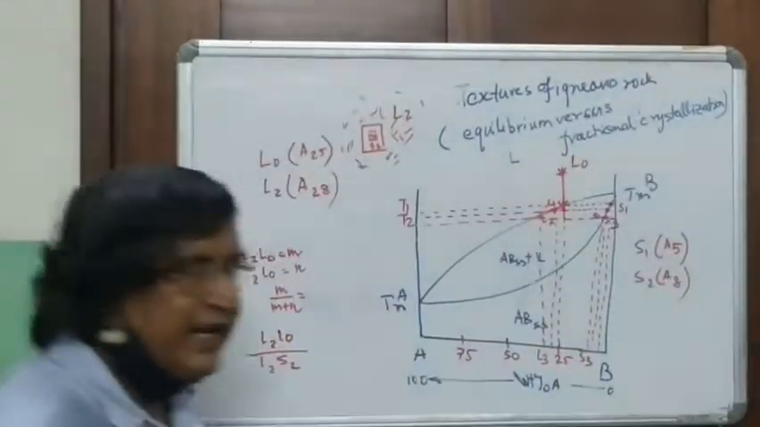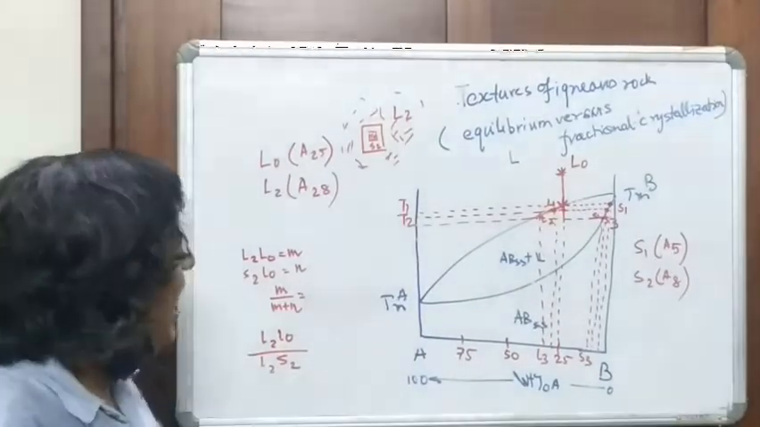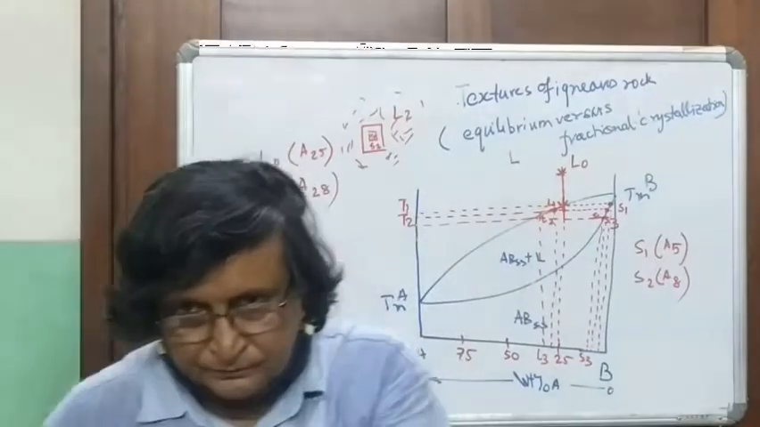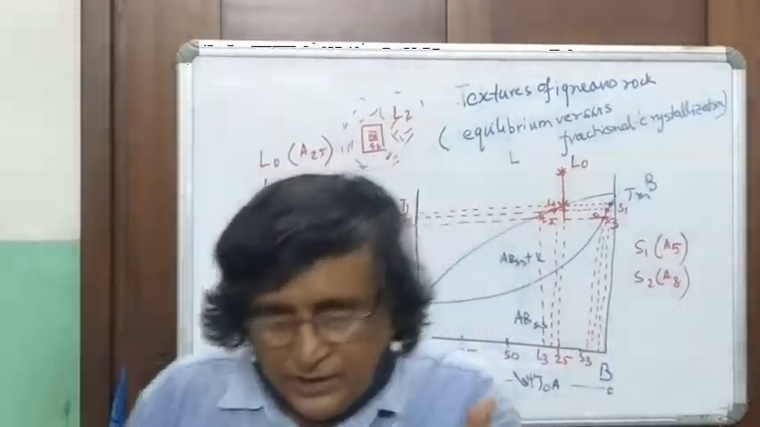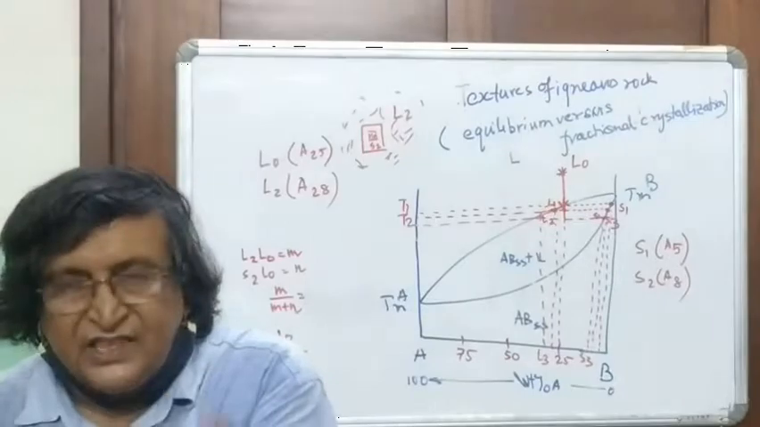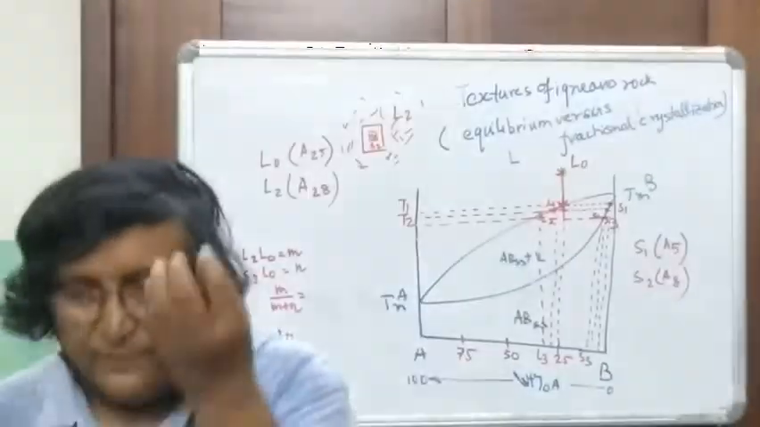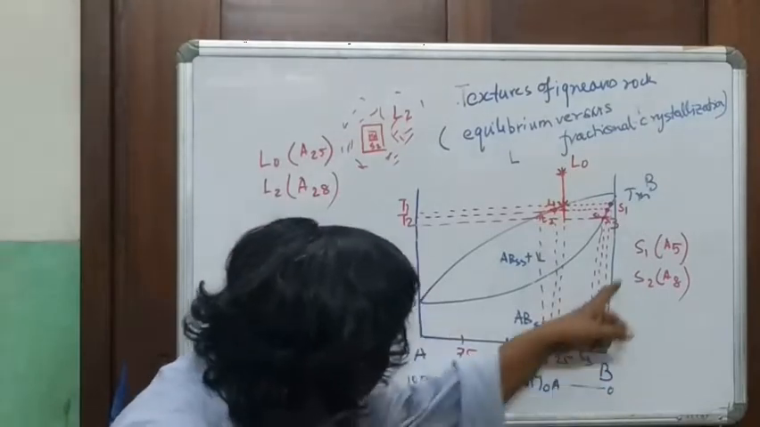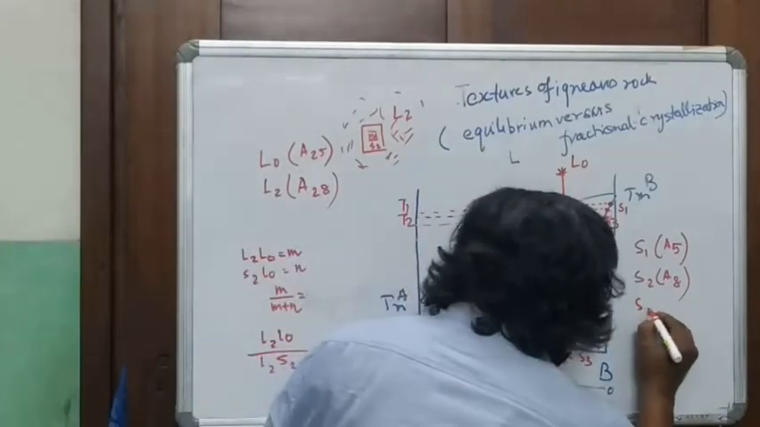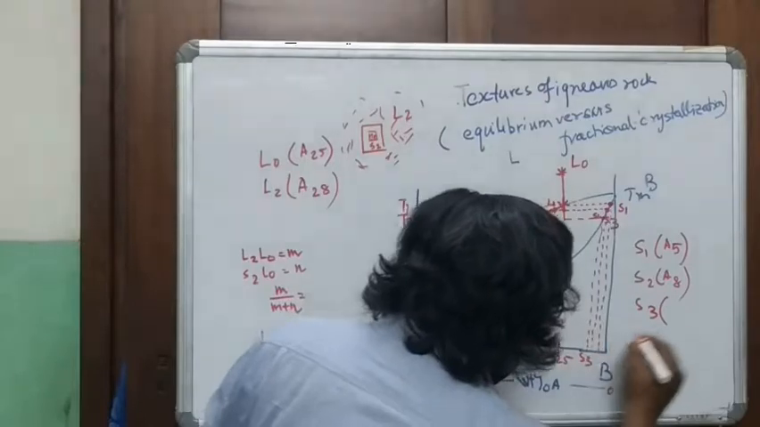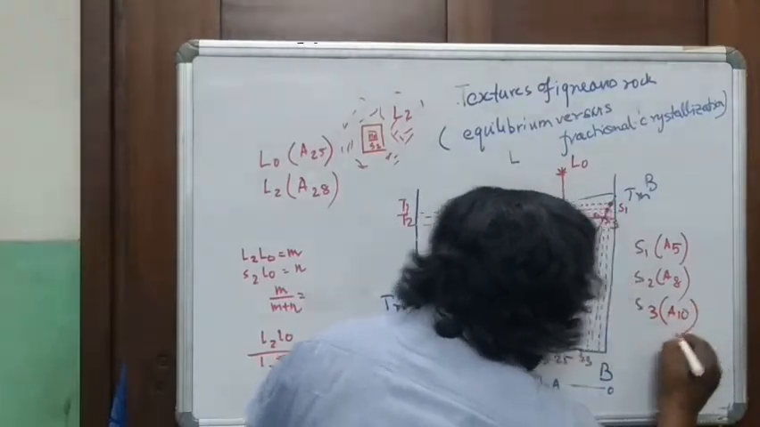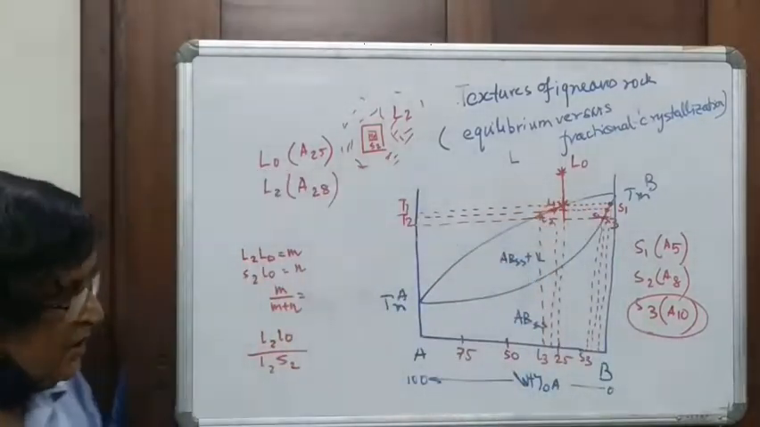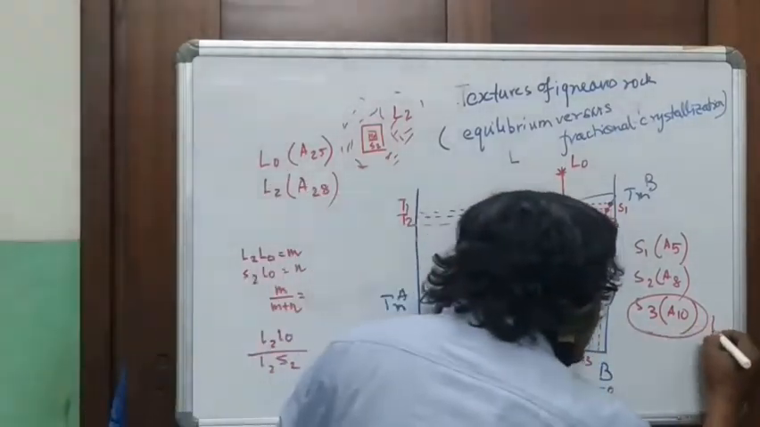So S3 has two possibilities. Either it crystallizes as a new crystal, a neocrystal, with the composition S3, which is poorer in B. You see S3 here, possibly the composition will be now A10. This S3 will form as a new crystallizate.